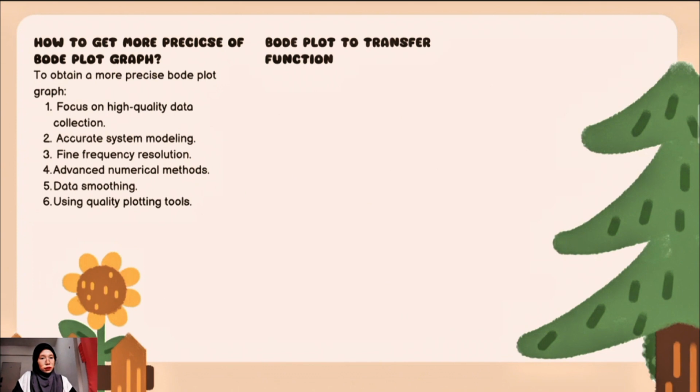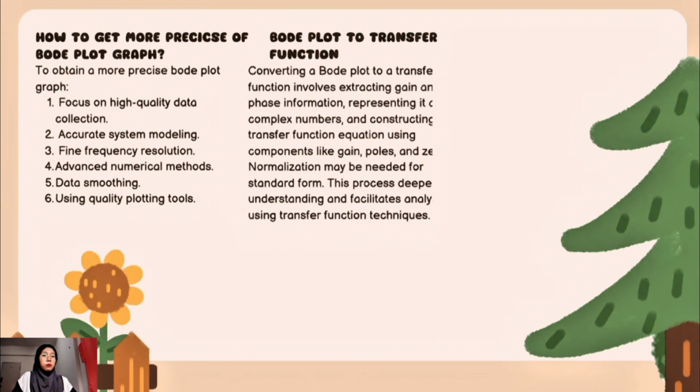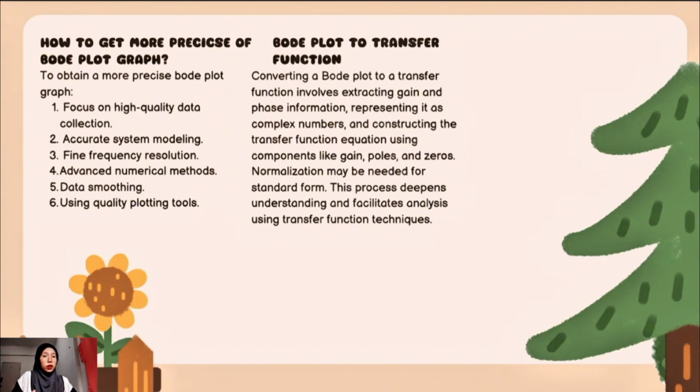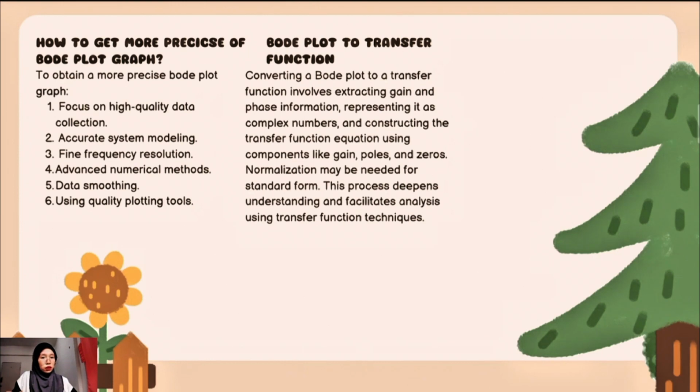Next is the conclusion for Bode plot to transfer function. Converting a Bode plot to a transfer function involves extracting gain and phase information, representing it as a complex number, and constructing the transfer function equation using components like gain, poles, and zeros. Normalization may be needed for standard form. This process depends on understanding and facilitates analysis using transfer function techniques.